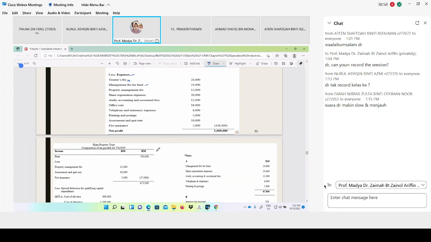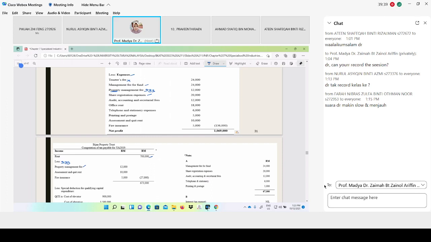property management fees is an allowable expense. This is under section 33, related to property. These are the expenses related to generating the income, that is rental income. So you deduct straight away under rental income. When it is an expense under section 33, it is allowable and deductible straight away under the gross income. Share registration expenses, allowable expenses.